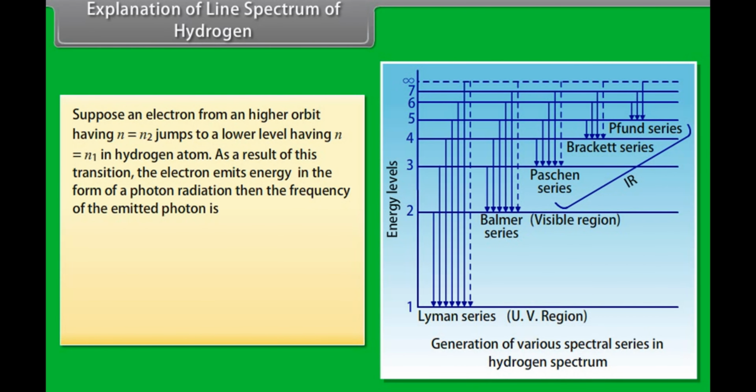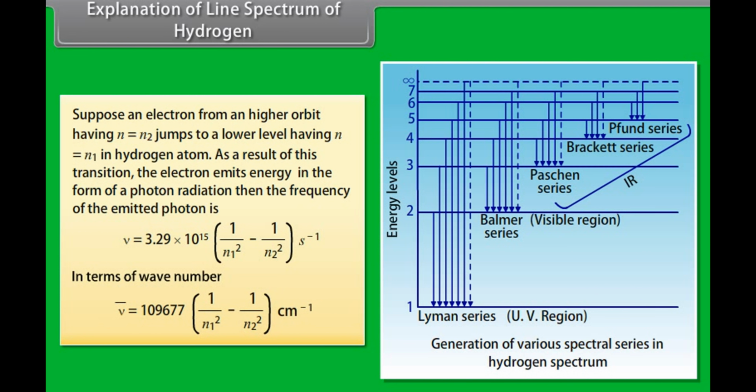Suppose an electron from a higher orbit having n is equal to n2 jumps to a lower energy level having n is equal to n1 in hydrogen atom. As a result of this transition, the electron emits energy in the form of a photon radiation. Then the frequency of the emitted photon is equal to 3.29 into 10 raised to the power 15 into (1 by n1 square minus 1 by n2 square) per second. In terms of wave number, it is 109677 into (1 by n1 square minus 1 by n2 square) per centimeter.